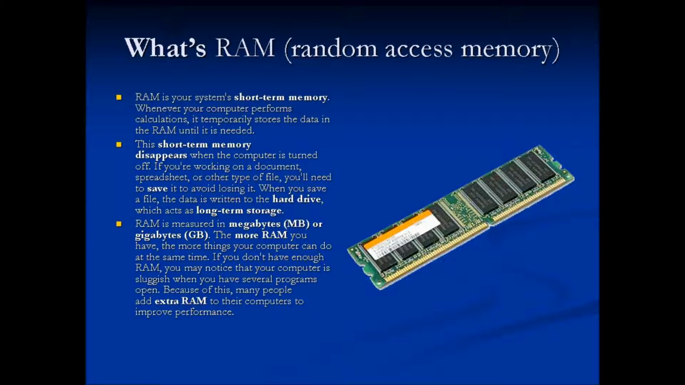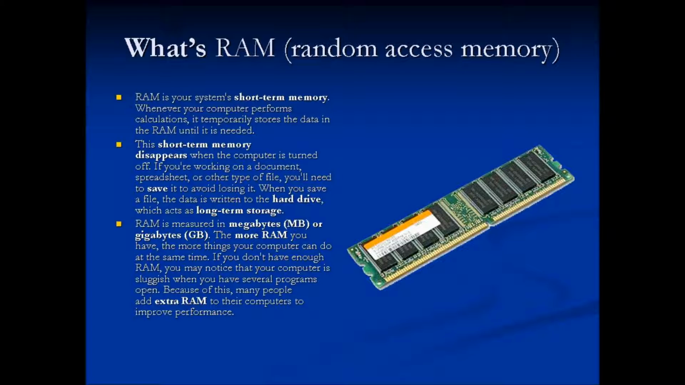What's RAM? Random access memory. RAM is your system's short-term memory. Whenever your computer performs calculations, it temporarily stores the data in the RAM until it is needed. This short-term memory disappears when the computer is turned off. If you're working on a document, spreadsheet, or other type of file, you'll need to save it to avoid losing it. When you save a file, the data is written to the hard drive, which acts as long-term storage.